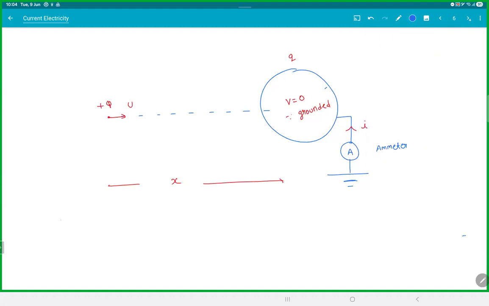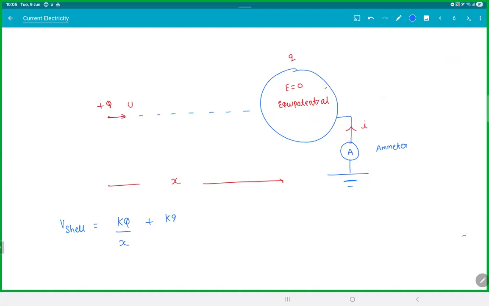Okay, let's see. What is the potential of the shell? The potential of the shell is due to two guys, KQ by x. Everyone agrees why KQ by x is the potential of the shell? Because the field inside is 0, shielding effect, it is grounded. There is no field inside. So the whole region is equipotential. So if you can find the potential at the center, that will be the potential on the surface also.